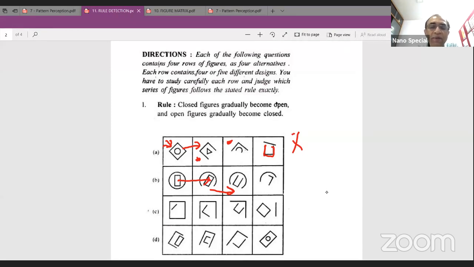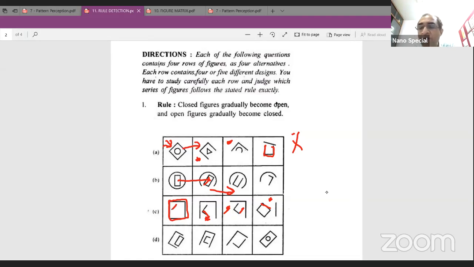On the contrary, if you look at C, you're dealing with a square outside and a line. Now what's happening to the square? The square has lost one side, then another side, then another side. So the square is gradually opening up. What is happening to the line? The line has developed one more line here, one more line here, and one more line here. So the line over 3 transitions has become a square.